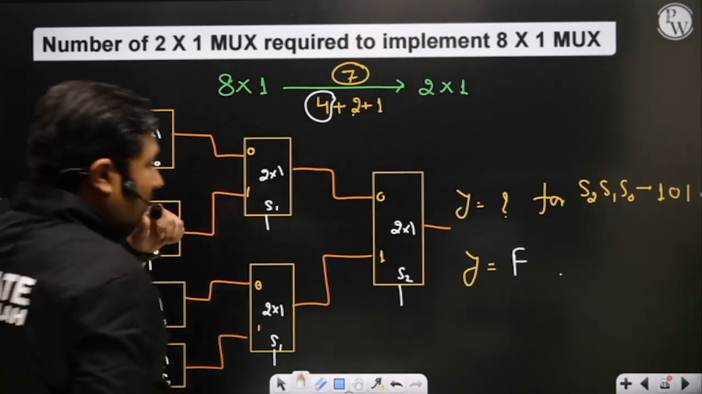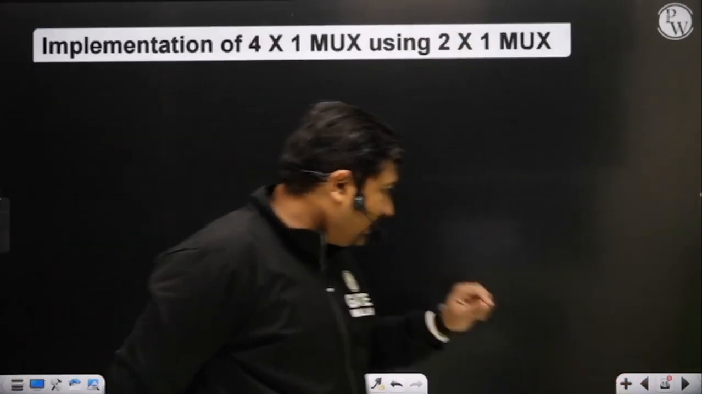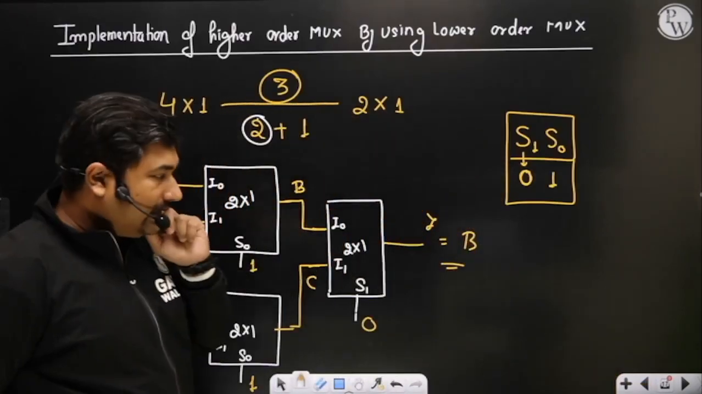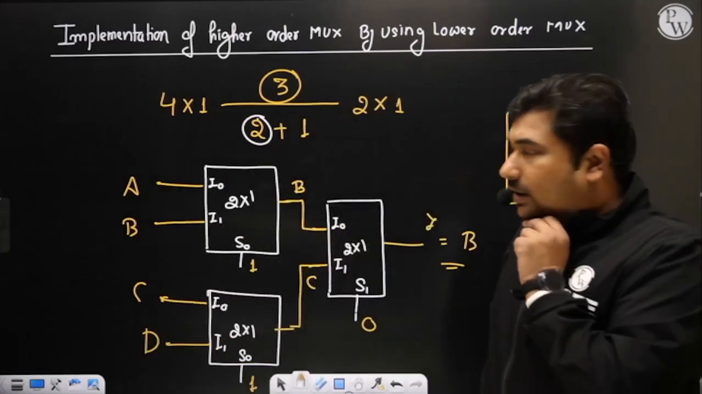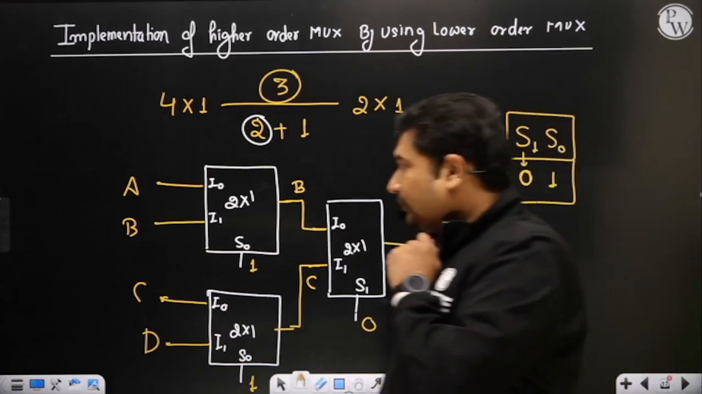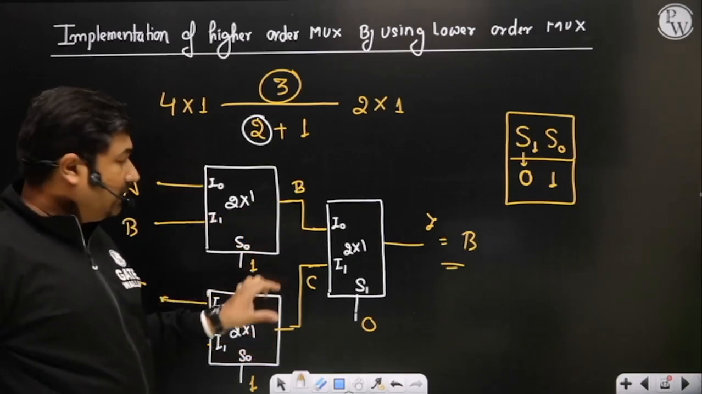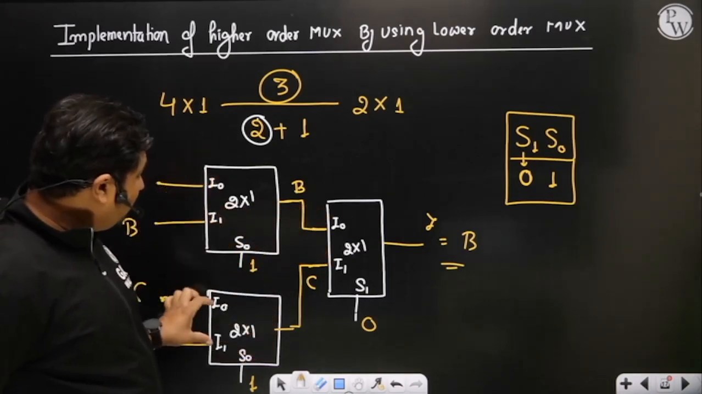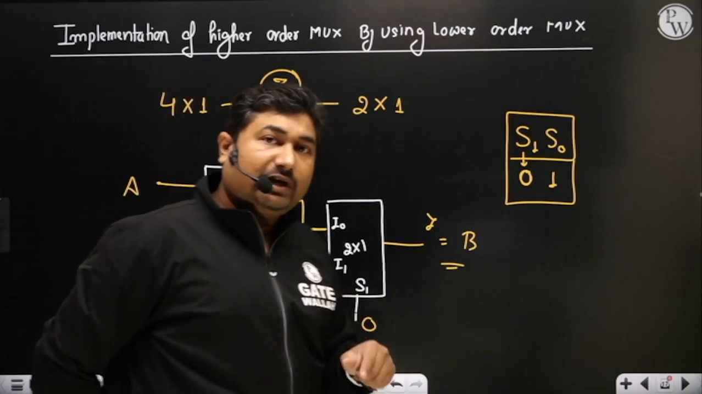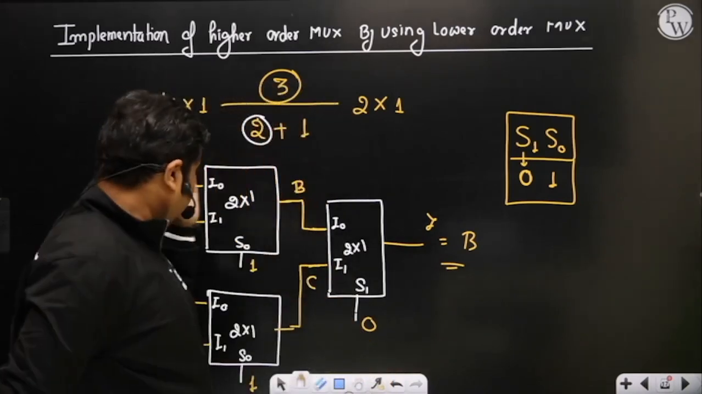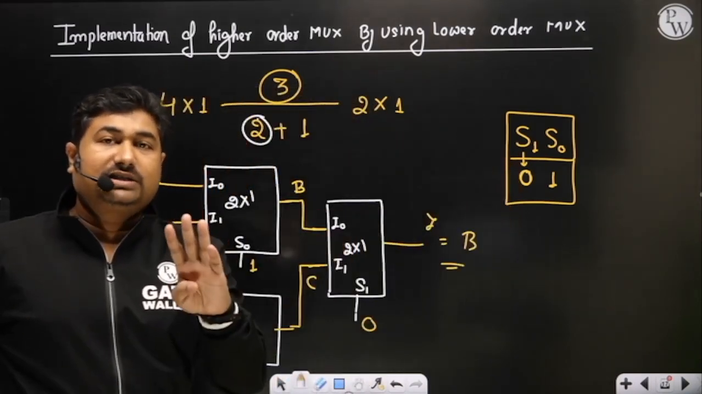Sir, what is the delay now? Whether this circuitry will be better or the previous circuitry will be better? Let's talk from here: whether implementing using 4 cross 1 is better or implementing using 2 cross 1 is better. If I have to implement a 4 cross 1, how many AND gates are needed? Sir, 2 AND gates, 1 OR gate, then 2 AND gates. So the total is 2, 4, 6 AND gates and 3 OR gates. And what is the delay, sir? AND-OR delay, and then again AND-OR delay. So the total delay is going to be 4 logic level delays.